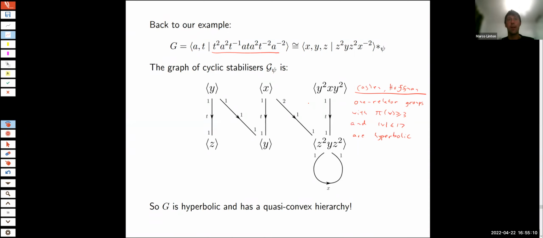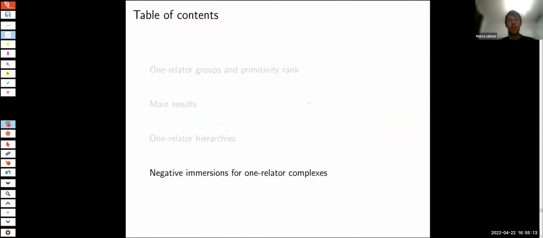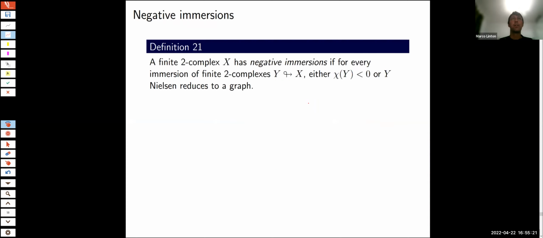Okay, so I think I have 5 minutes left, but that should be fine. This last section is pretty short. So the last thing I wanted to talk about was negative immersions for one-relator complexes. Let me say the definition first. A finite two complex X has negative immersions if for every immersion of finite two complexes Y into X, either the Euler characteristic of Y is strictly negative, or Y Nielsen reduces to a graph.